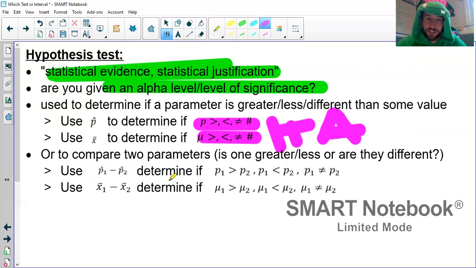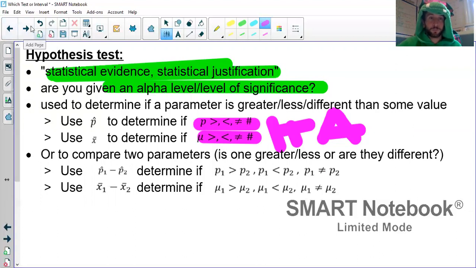Or in a hypothesis test, we might be comparing two parameters. Is one proportion bigger than another, smaller than another, different, or is one mean bigger, smaller, different than some other? Right, so that's why we're using our hypothesis test. And in real life, these are tools that we use together, in conjunction with one another. These aren't like two separate worlds. So that's kind of the big picture of the test versus interval idea: what do we use each for, and how do we know which one to use based on some keywords?